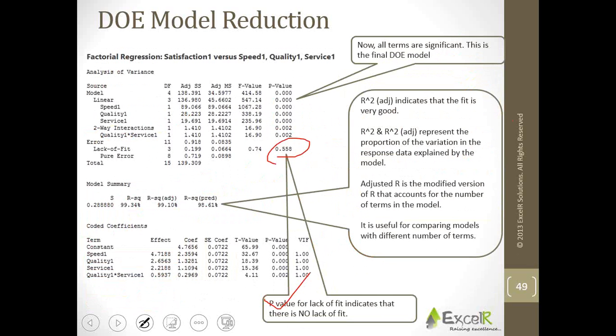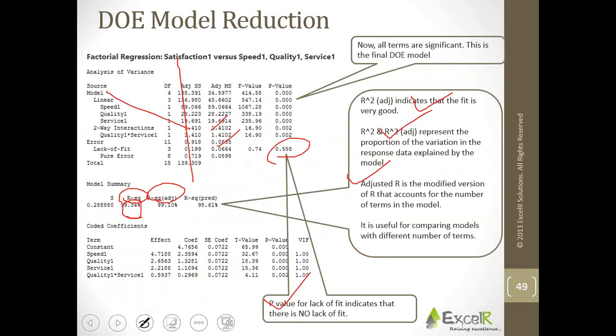Alright. Let us look into our R-squared value. R-squared adjusted indicates that the fit is very good. R-squared and R-squared adjusted represent the proportion of the variation in the response data explained by the model. What amount of variation in Y is explained by this prediction model?